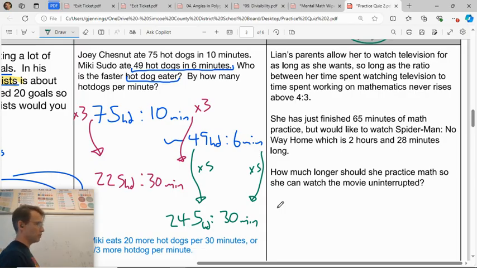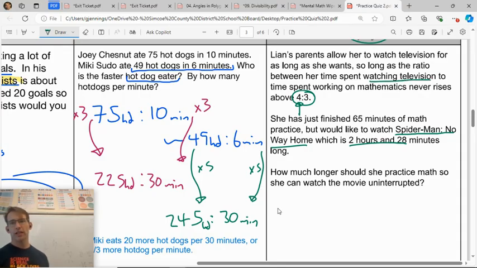That's what she wants to do. She really wants to watch Spider-Man: No Way Home, which happens to be 2 hours and 28 minutes long. So they know that she's motivated. But they want her to work with this ratio and make sure that she spends 4 minutes watching television for every 3 minutes she spends working on mathematics.